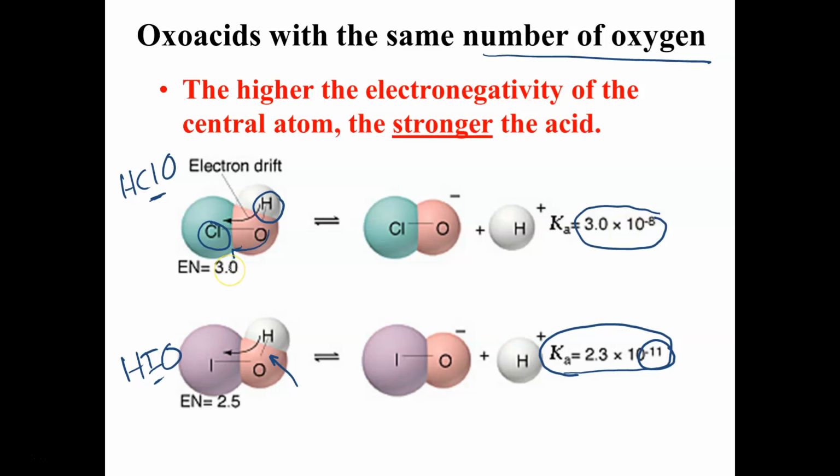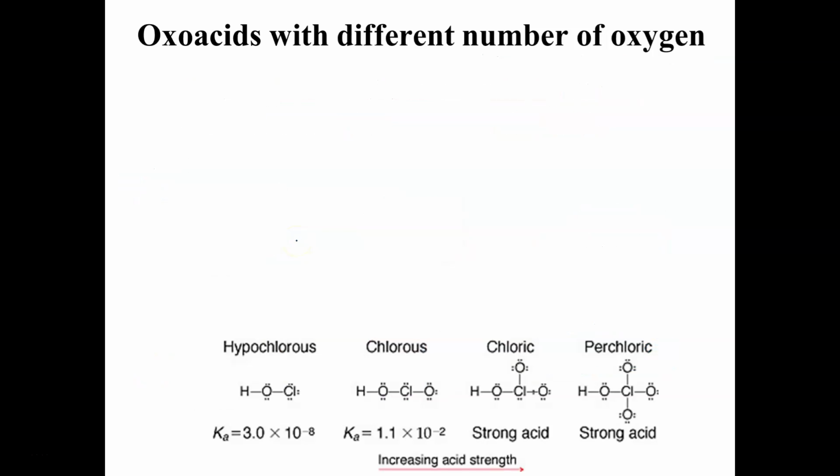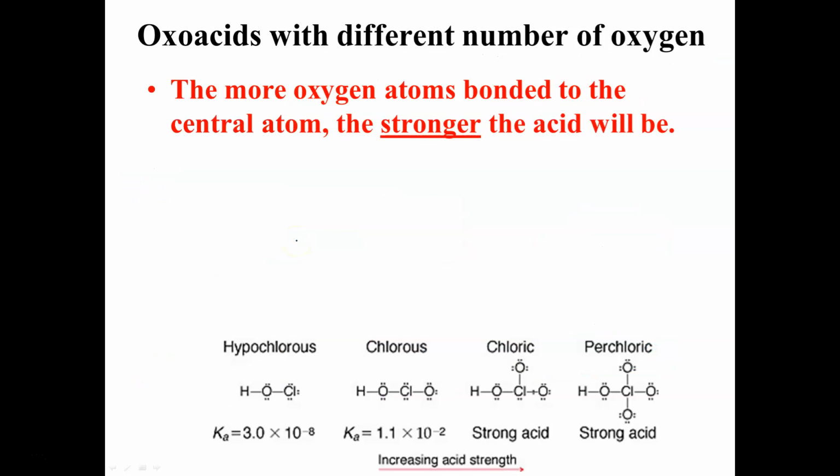So comparing these two, same number of oxygen, higher electronegativity means stronger the acid is going to be, right? Because it pulls the electrons in, weakens that HO bond a couple bonds away. All right? Let's take a look at it, though, with a different number of oxygens.